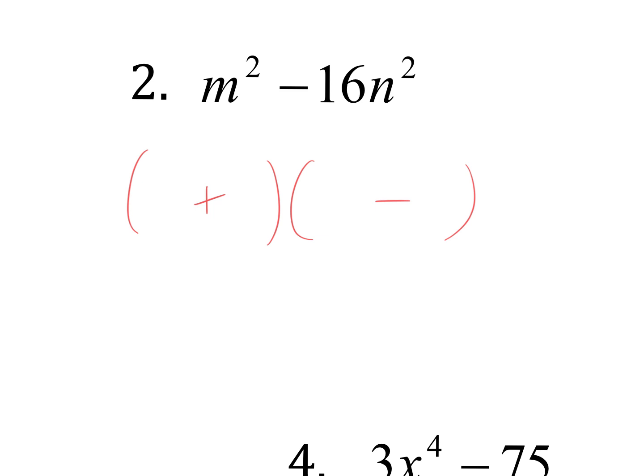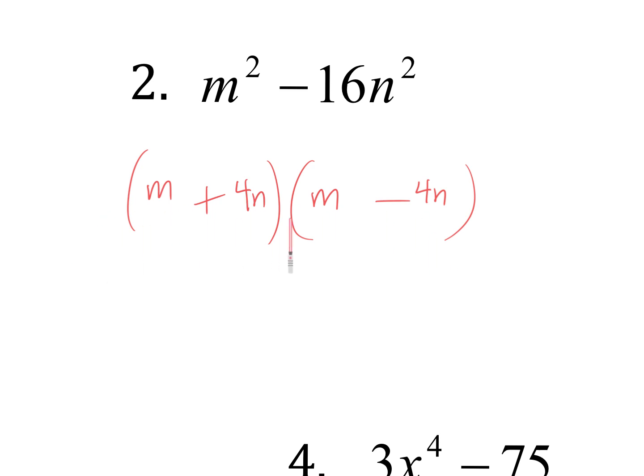Then what times itself gets me m squared? Or what's the square root of m squared? m. m times m is m squared. What's the square root of 16n squared? 4n, 4n.